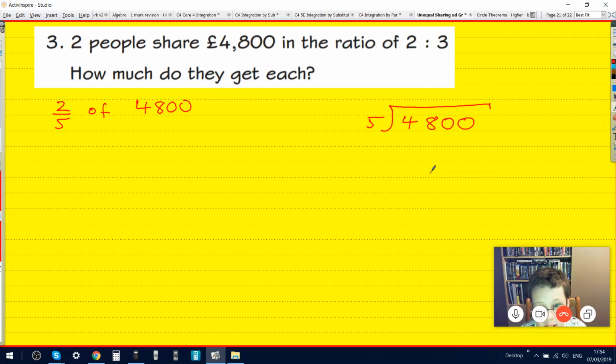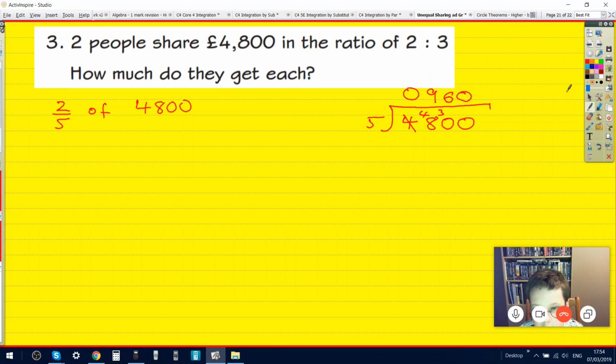5 goes into 4 0 times with 4 left over. And then 5 goes into 48 9 times with 3 left over. And then 5 goes into 36 times. And then 5 goes into 0 times. So we get an answer of 960.